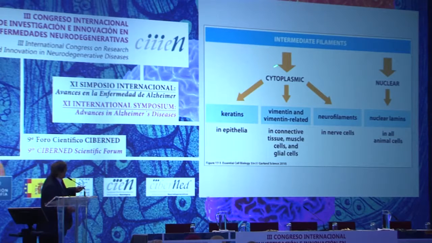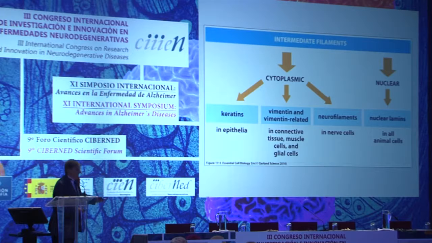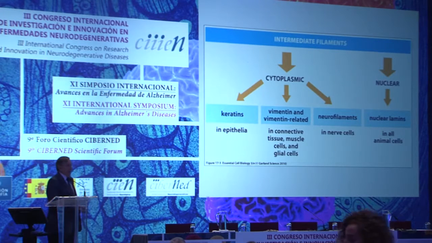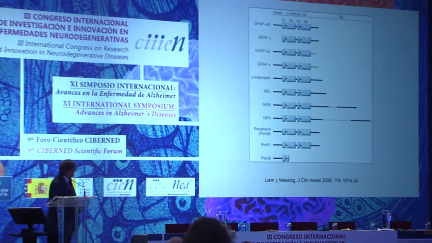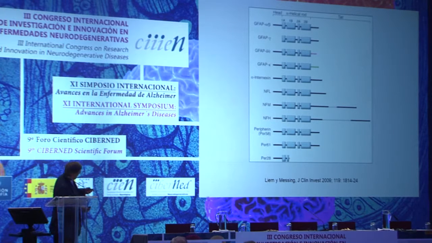Intermediate filaments may be cytoplasmic and nuclear. Cytoplasmic are keratins in epithelia, vimentin or vimentin-related in glial cells, neurofilaments in nerve cells, and finally, nuclear lamins in all animal cells. This is a diagram illustrating the general structure of intermediate filaments, consisting of a head domain, a rod domain with several alpha helical areas, and finally the tail domain.